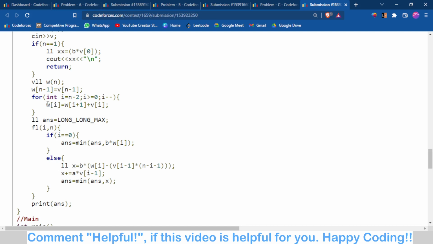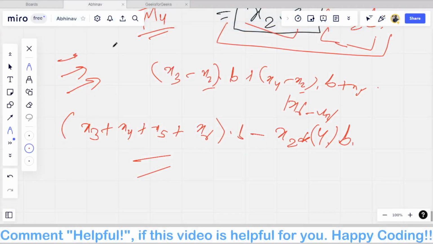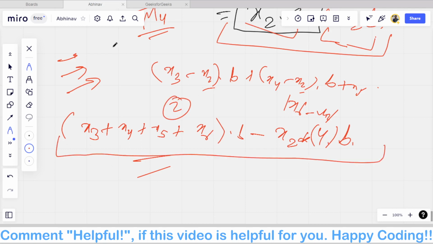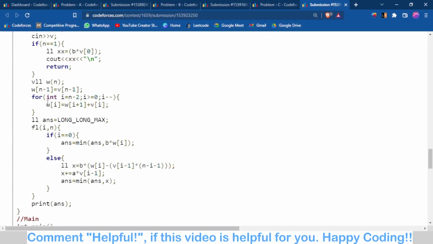Okay. So, as I told you, when we are moving up to the second kingdom, then for all other kingdoms the formula is this. So we have to calculate the sum of the rest, and for that I am using the suffix, so that I do not have to calculate the sum every time. Now if i is equal to 0, it means we are not conquering any kingdom, we are not moving to any kingdom. The answer will simply be b into w_i.